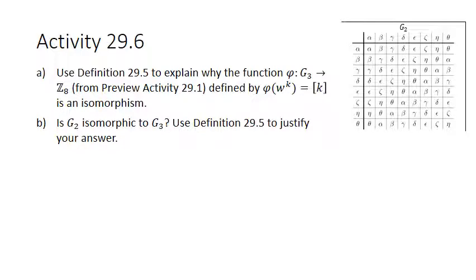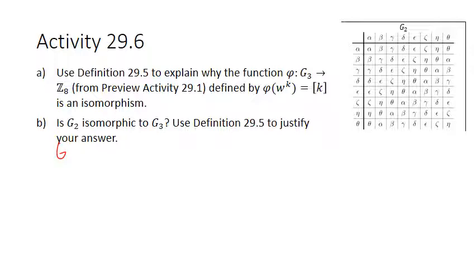All right, so let's look at part B here. Is G2 isomorphic to G3? Use definition 29.5 to justify your answer. Okay, so we just showed that G3 is isomorphic to Z8. So if we want to show that G2 is also isomorphic to G3, what we can do is show that G2 is isomorphic to Z8, and then that will take care of it.